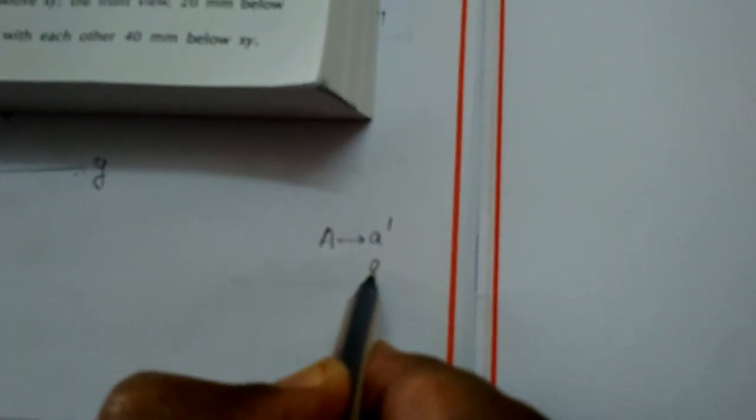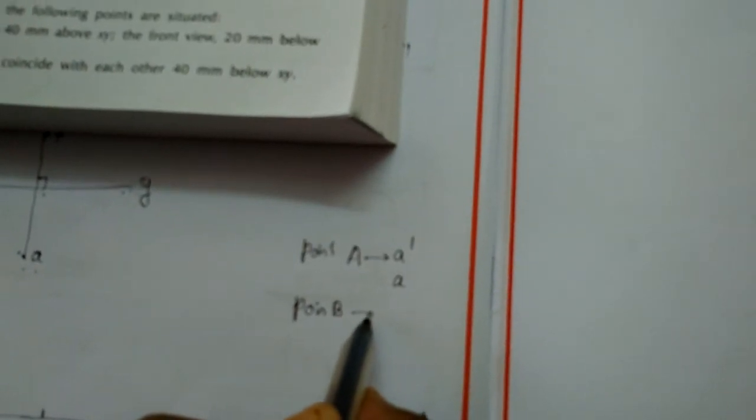So here point A, its front view is A dash. So point A means front view is A dash, top view is A. See, remember that. Here this is point A. Suppose point B, front view is B dash, top view is B. So that's why A is in the HP. Suppose a point is in the HP, its front view lies on XY.